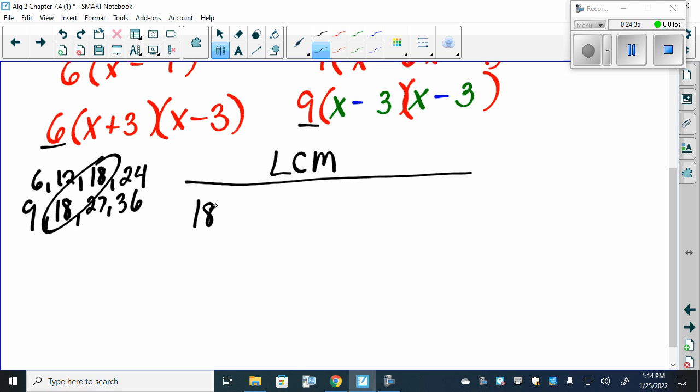Now we need to figure out the least common multiple with our x plus 3 times x minus 3 and x minus 3 times x minus 3. What do we know we'll need for certain? So we will need one of both. We'll need an x minus 3 and an x plus 3. Do we need anything else? We need another x minus 3. Yes.